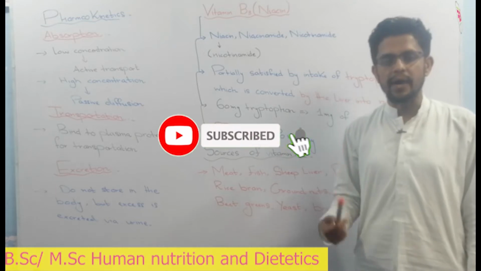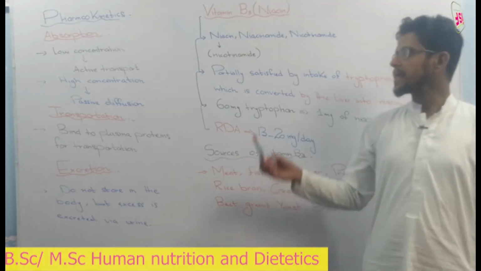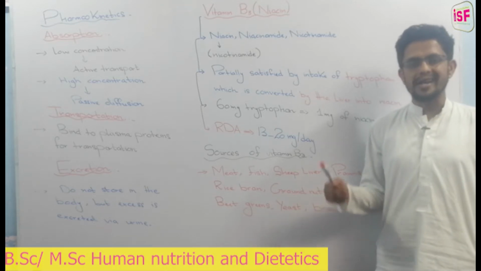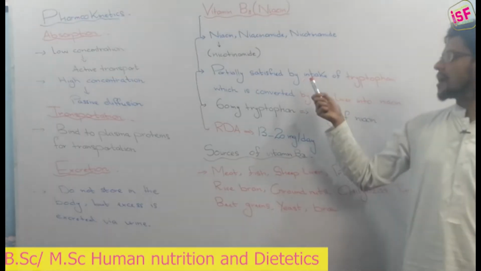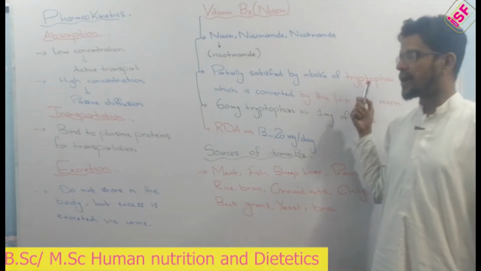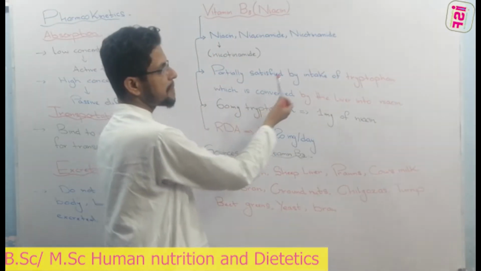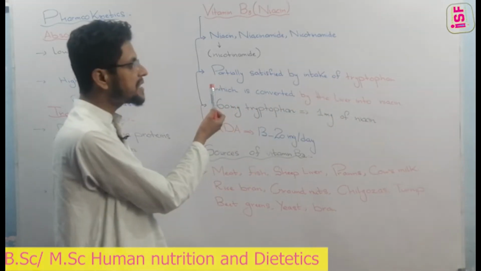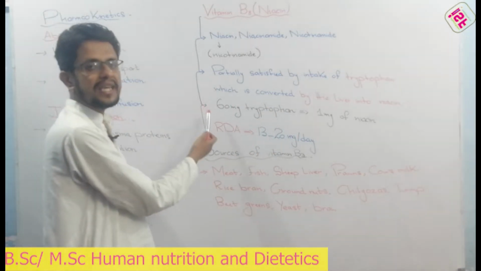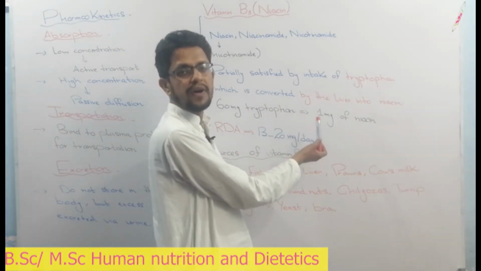If you talk about the biosynthesis of niacin or vitamin B3, how it is biosynthesized in your liver: vitamin B3 is partially synthesized from the intake of the essential amino acid known as tryptophan. In the liver, the essential amino acid tryptophan is converted into niacin. So 60 milligrams of tryptophan are equivalent to 1 milligram of niacin.